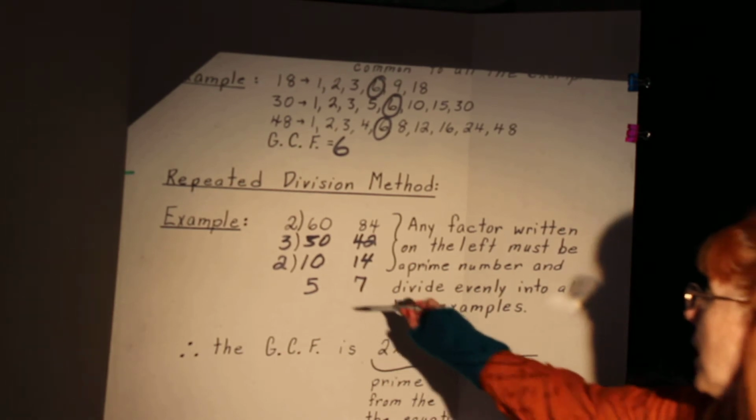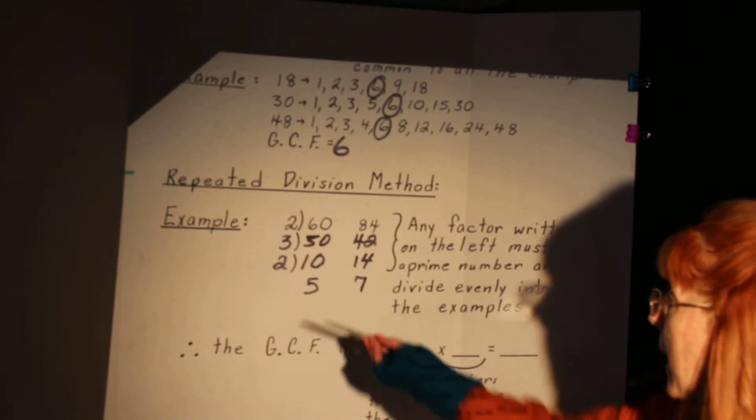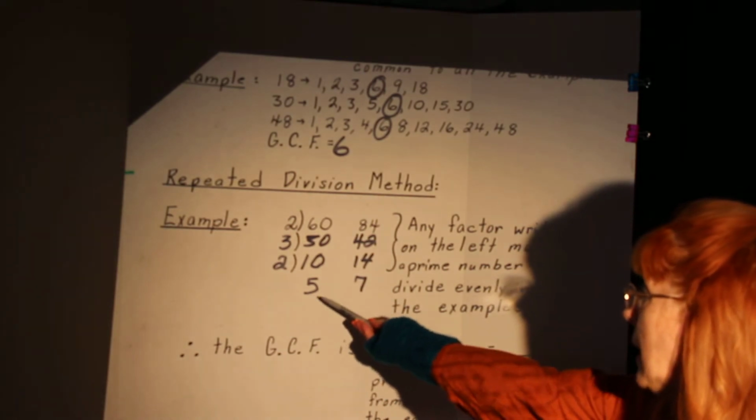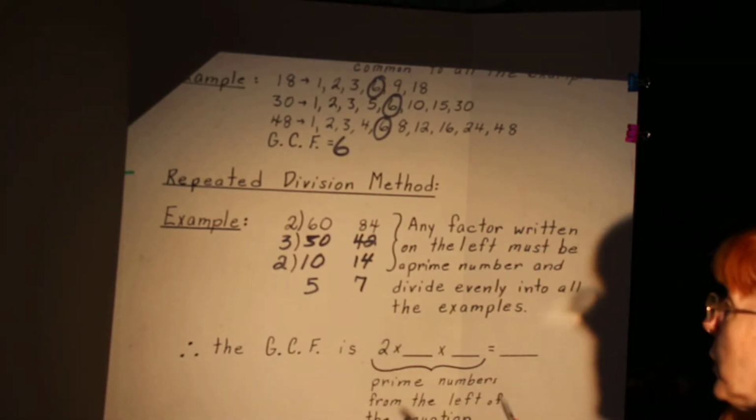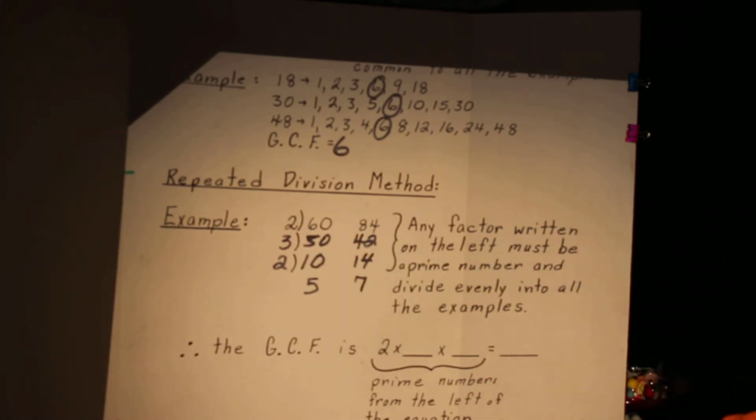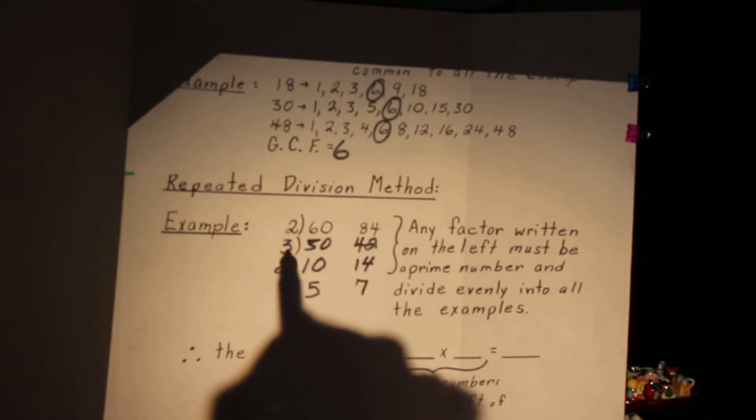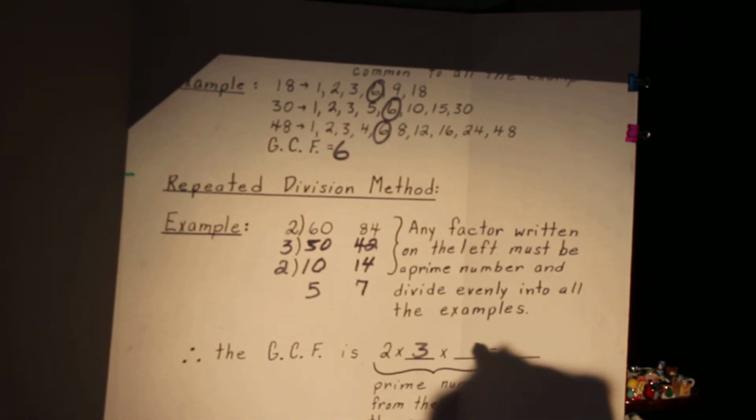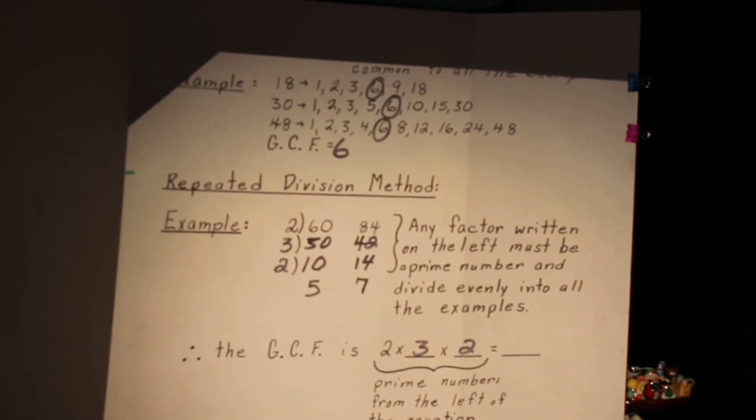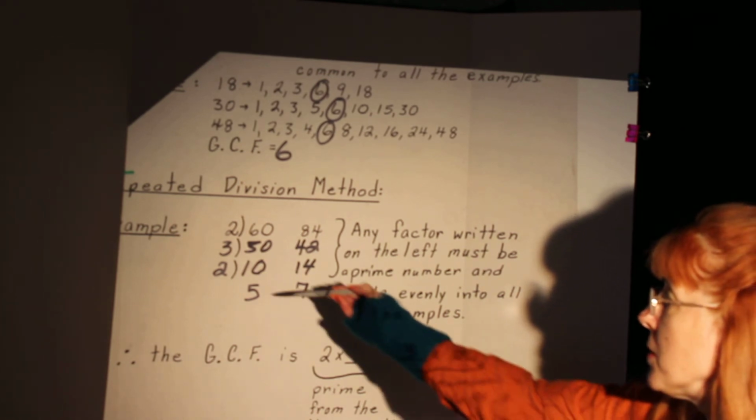So you've run out of examples here. You can't get anything that will go evenly other than the number 1, which is not a prime number, into 5 or 7. So we have to look at all our numbers here. 2, 3, 2. I already gave us 2 at the beginning. To find the prime number from the left of the equation, we're going to take the numbers here. I'm going to move them over a little bit. These numbers here are the prime numbers from here.